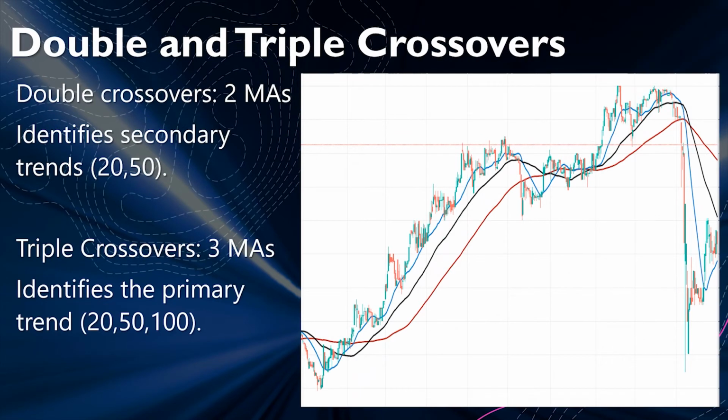Aside from double crossovers, a trader may also look for triple crossover to add more conviction about the presence of a primary trend. While a double crossover uses 2 MAs, a triple crossover uses 3 MAs. Common MA periods used in triple crossover are 20, 50 and 100. Some traders use longer periods like 50, 150 and 200, or combinations of short periods and long periods.